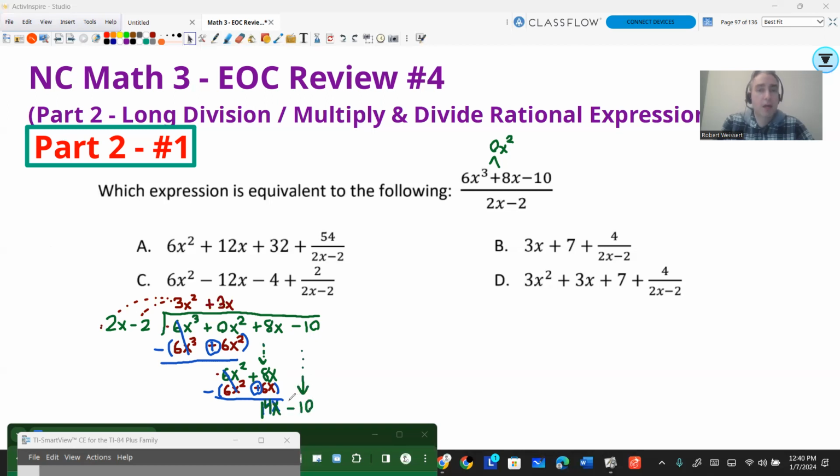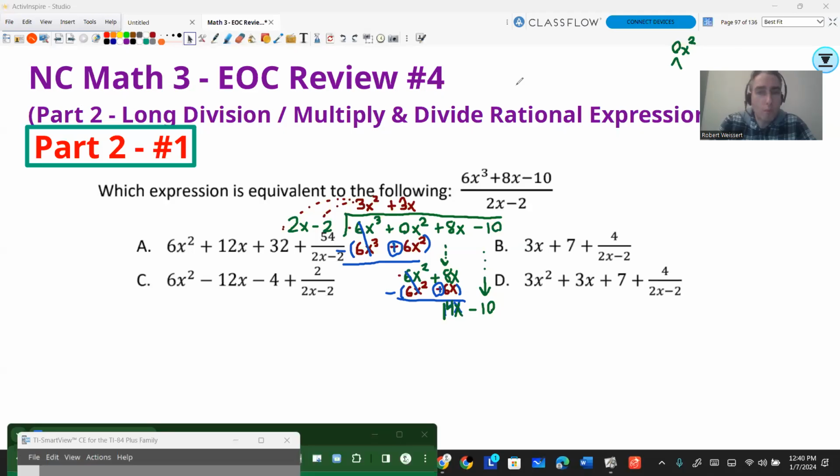Let me go ahead and move that up for a minute. All right, so now I'm going to bring down that minus 10. We're going to repeat that process one last time. How many times does 2 go into 14? 2 goes into 14 7 times. So there's your 7. X goes into x once, so just 7. 7 times 2x is 14x. 7 times negative 2 is minus 14.